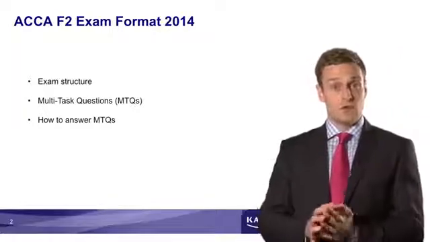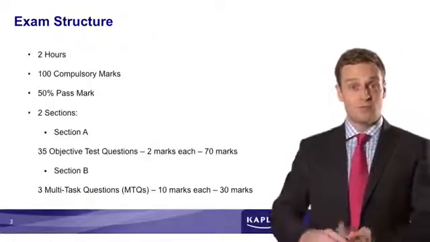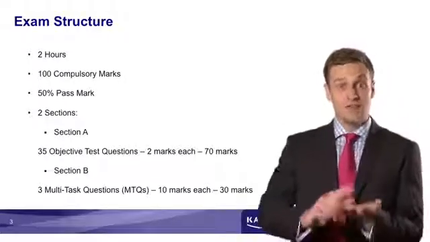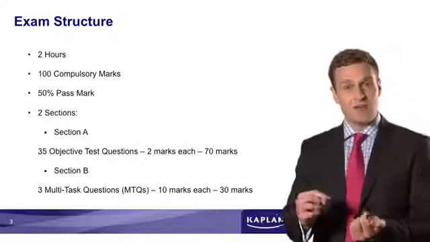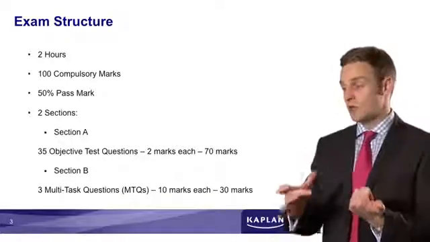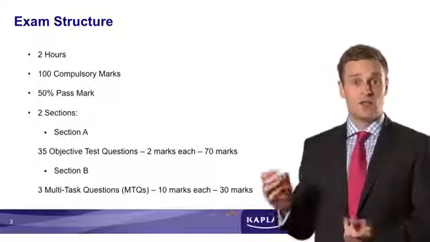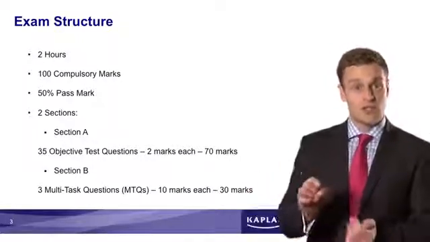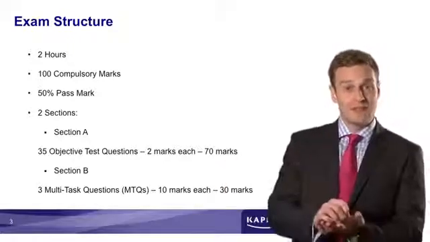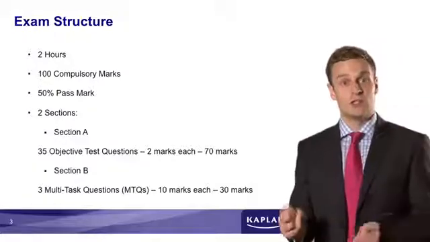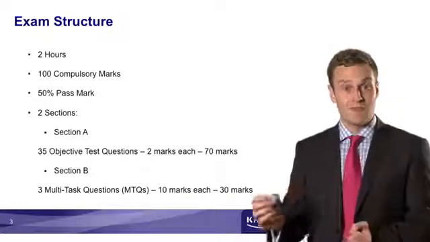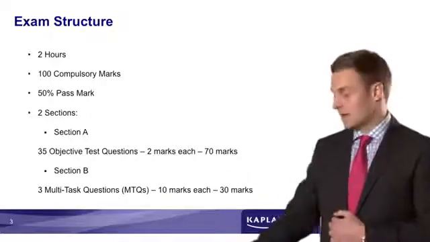So first of all, your ACCA F2 exam is still going to be 2 hours long. It's still going to be 100 marks. It's still going to be a 50% pass rate, but now it's going to be made up of two sections. Section A, which are going to be your objective test questions, of which you'll have 35, still 2 marks each, so that makes up 70 marks of your paper. But now we've got section B, which is going to be these multi-task questions. You're going to have 3 multi-task questions, 10 marks each, so that makes up the remaining 30% of your paper.